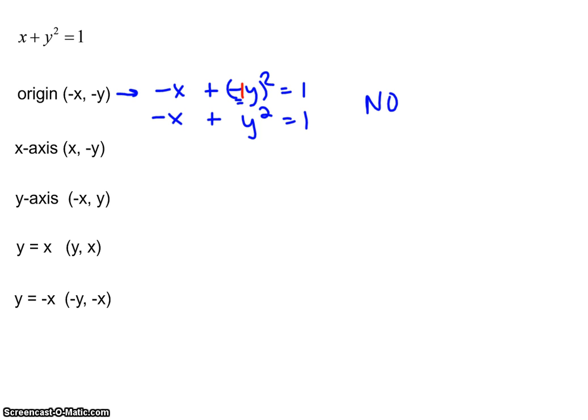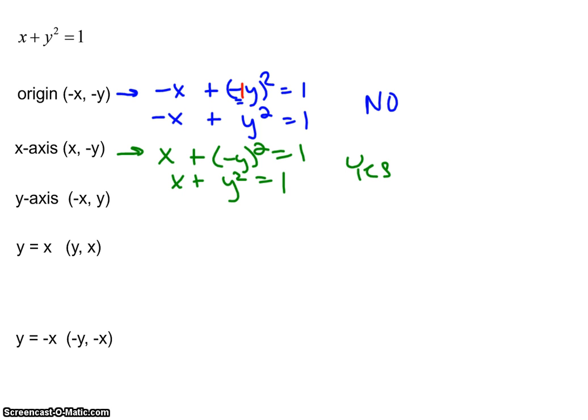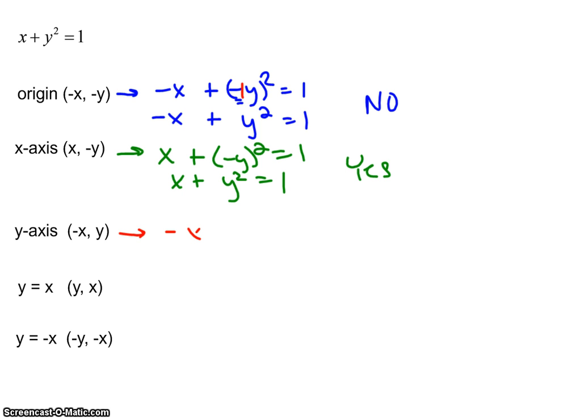X-axis. X plus my y, this time is the opposite of y, squared equals 1. Again, that idea with the squared. It becomes a +1y squared, so I do have symmetry with respect to the x-axis. Okay. With the y-axis, opposite of x plus y squared equals 1. Quick and easy to see no. I can't make that look like the original.